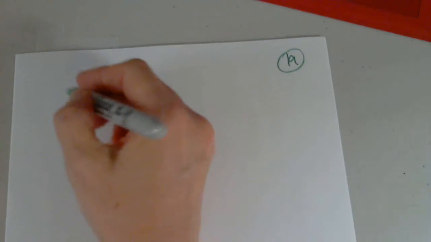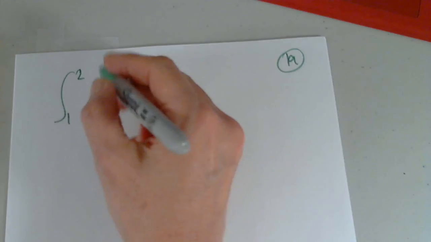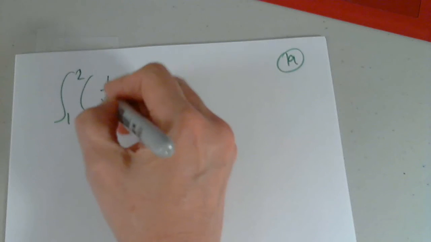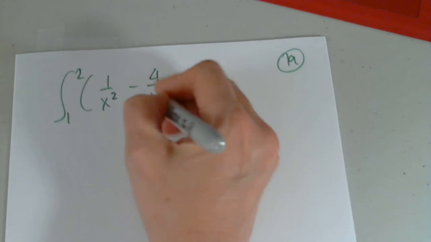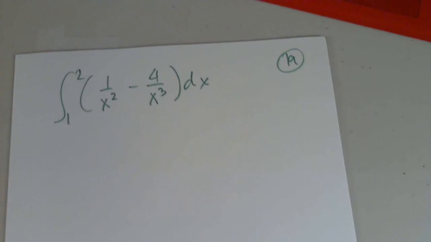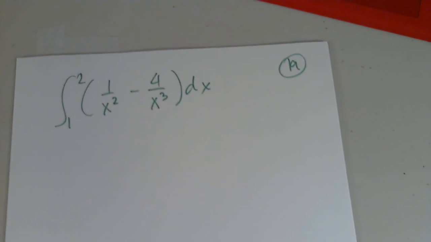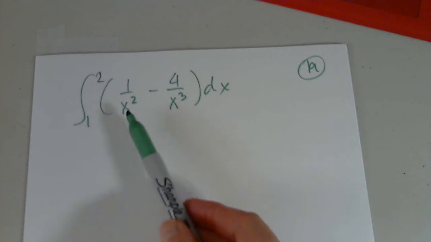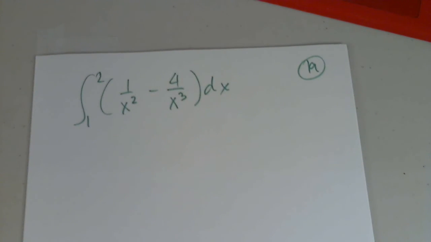Okay, I'd like to start with the integral from 1 to 2 of 1 over x squared minus 4 over x cubed dx. We should always have in the back of our minds, is this function continuous on this interval? The answer is yes, because the function will not be continuous or will not exist in this case at 0 only, and 0 is not in the interval.